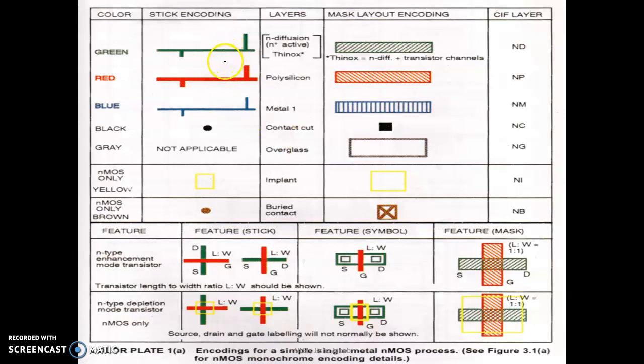Like I said, from stick diagram to layout involves two things. One is translation of the code that is used in the stick diagram to the code that is used in layout, plus adding dimensions. So the first stage is what I'm going to show you here. That is the translation of code from stick to layout. Look at the stick encoding for green.